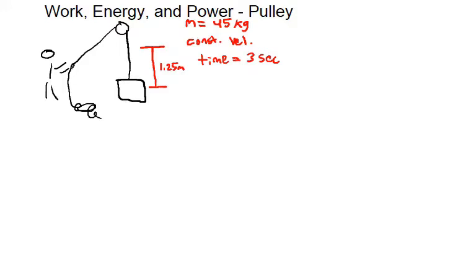All right, so let's consider this problem where we have a wheel and axle and we're pulling up this 45 kilogram box into the air at a constant velocity. The height is 1.25 meters and the time we'll say is 3 seconds as we lift it. So go ahead and calculate the work done in lifting this as well as the power output.